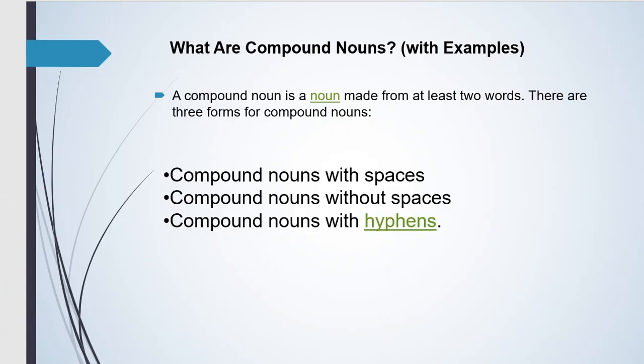So what are compound nouns? The answer is, a compound noun is a noun made from at least two words. There are three forms for compound nouns: compound nouns with spaces, compound nouns without spaces, and compound nouns with hyphens. You will know in this video lesson.